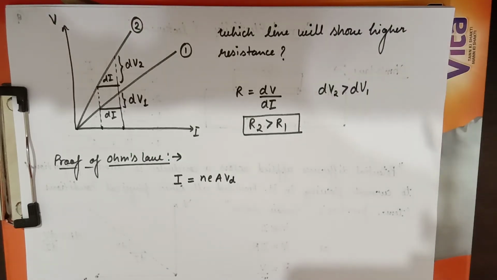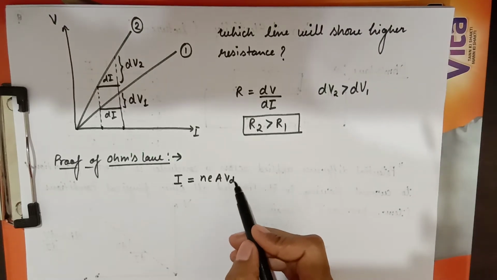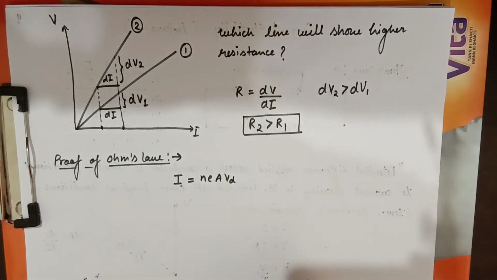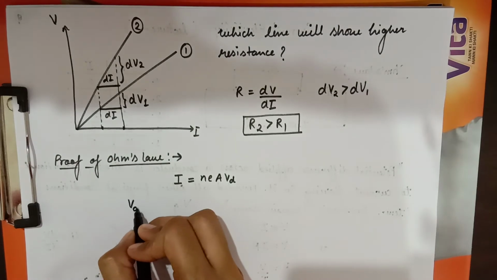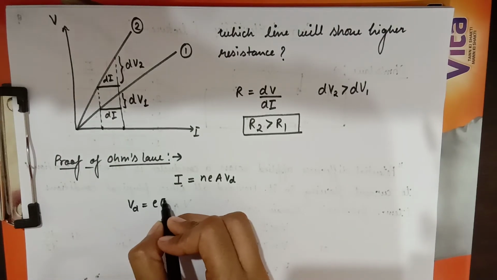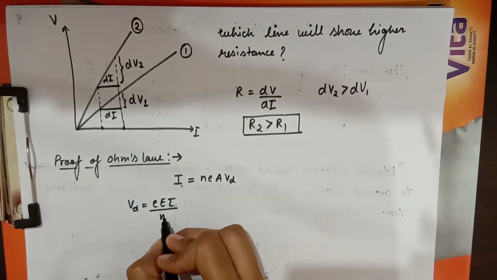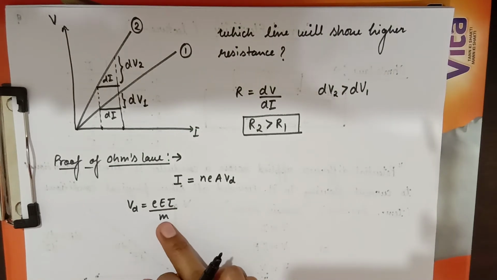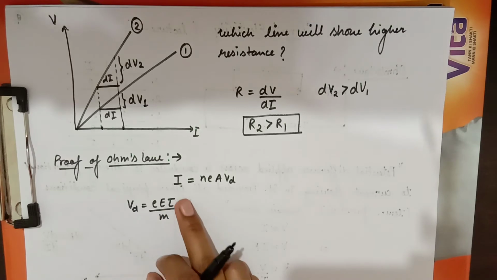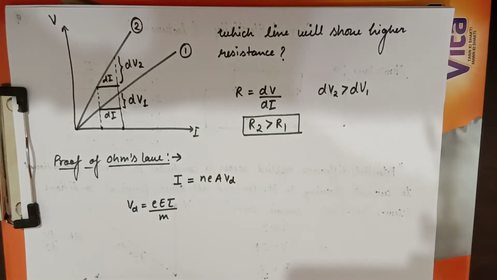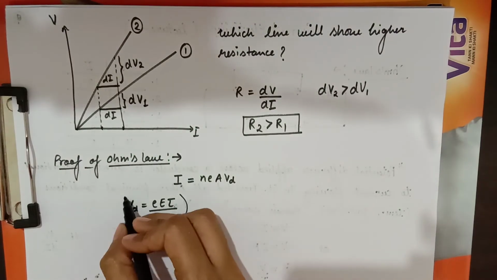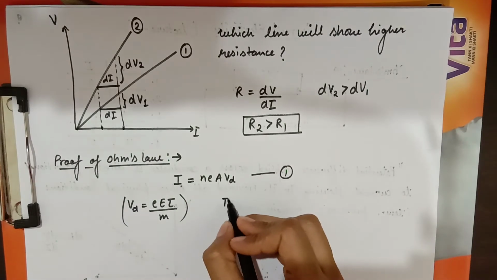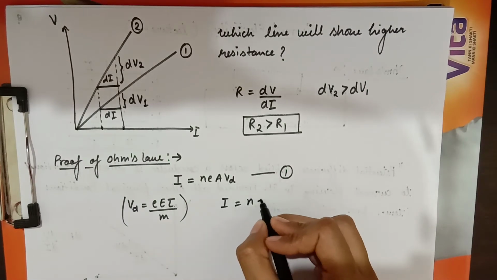And while calculating the relation of drift velocity with electric field, we have seen that Vd comes out to be eEτ divided by m, where eE divided by m is the value of acceleration and τ is the relaxation time. So putting this value in this equation, I get I is equal to nEA.